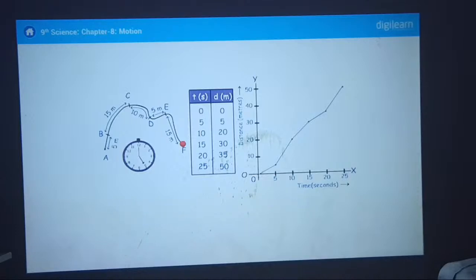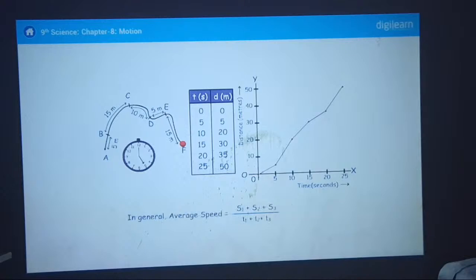Usually, the motion of the bodies we observe around us are of this type. In such cases, we calculate the average speed of the body. It is given by average speed is equal to total distance travelled divided by total time taken. In the present example, total distance travelled is 50 meters and total time taken is 25 seconds. Then the average speed is equal to 50 meters divided by 25 seconds, that equals 2 meters per second.